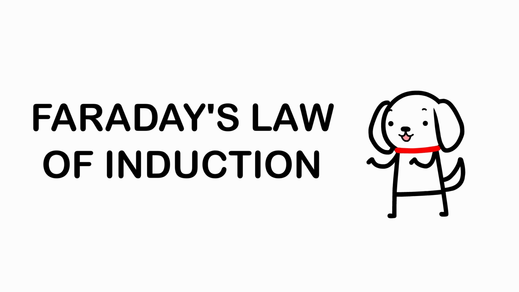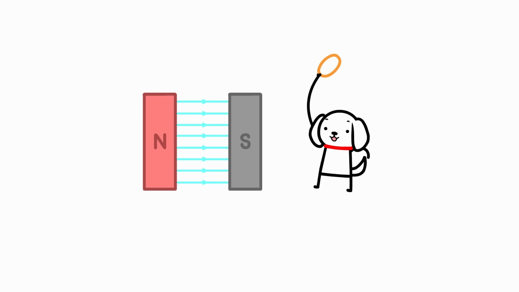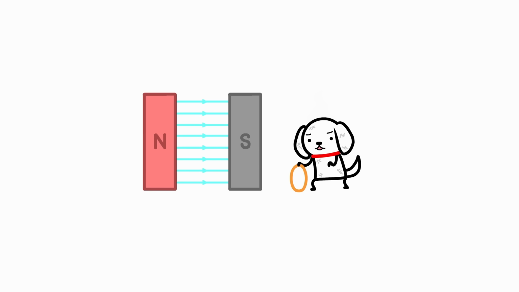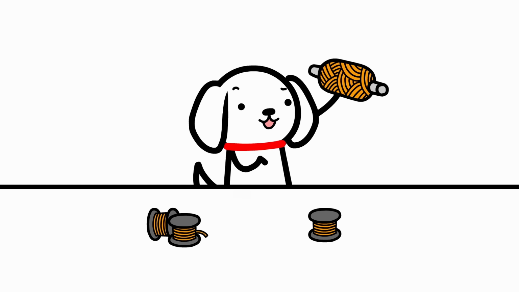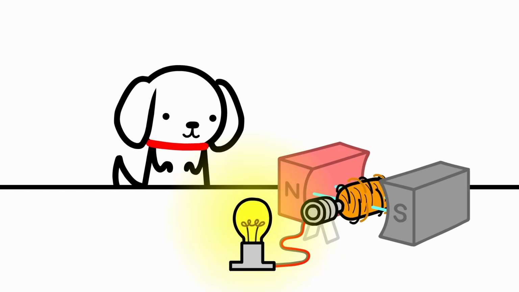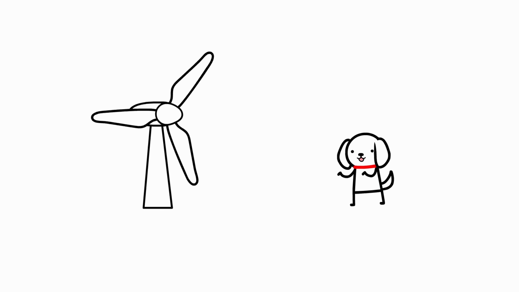To actually understand what it's for, we need to look at Faraday's law of induction. If I move this loop of wire through this magnetic field, a small current is produced. You can increase the power generated by using more wire and moving it faster. In fact, stick a propeller on the end and now you have yourself a wind turbine.